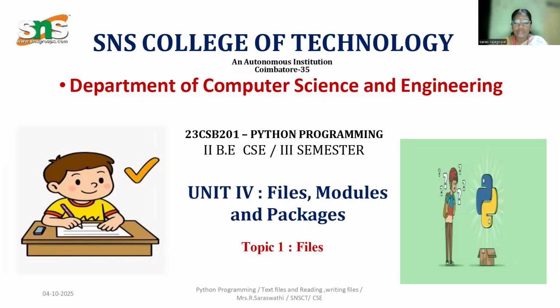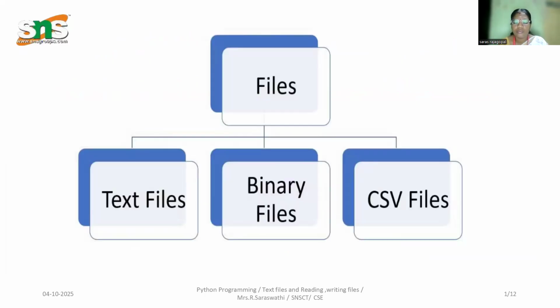Now we are going to see the topic: files in Python programming. A file is used to store data or information, the raw data. A file may be a text file, binary file, or CSV file. These are the three classifications of a file. Binary files are zeros and ones. CSV files are system generated files.